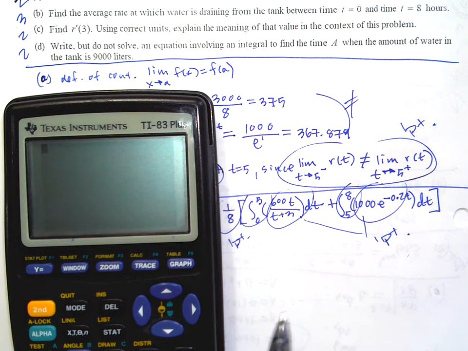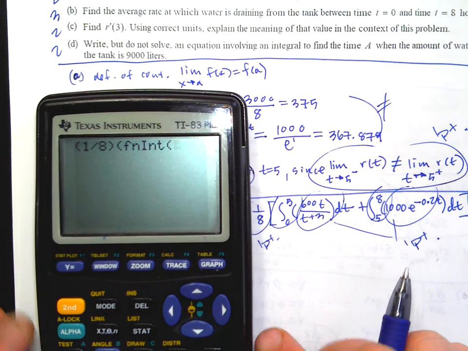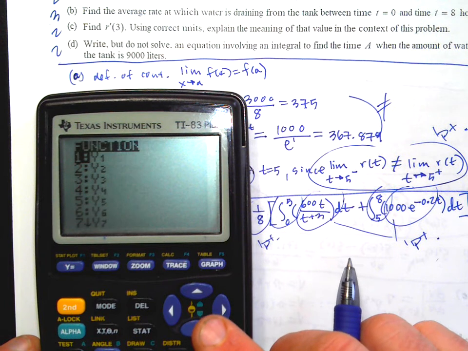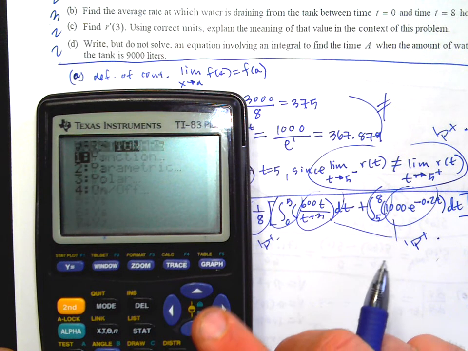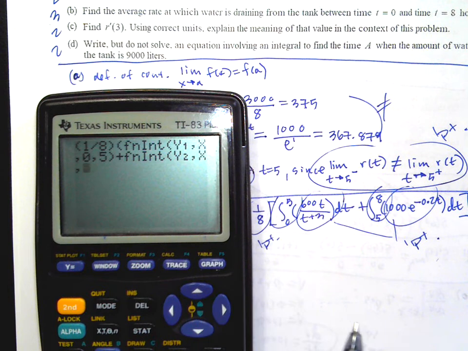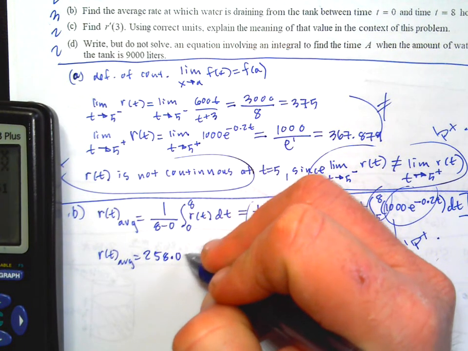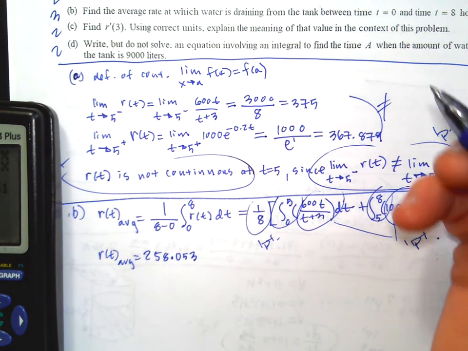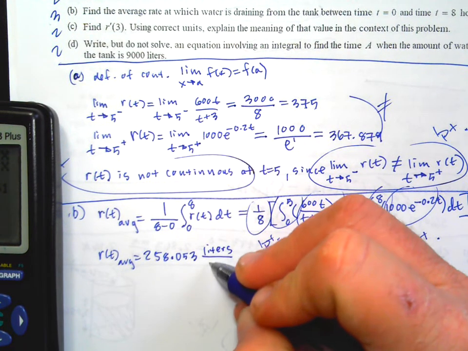So on this screen, I'm going to do 1 divided by 8, parentheses, math 9, vars, y vars function y1, comma x, comma 0, comma 5, plus math 9, vars, y vars function y2, comma x, comma 5, comma 8, close, close. This should do it. 258.053. What are the units here? R is in liters per hour. So this is average R. So this is liters per hour also.